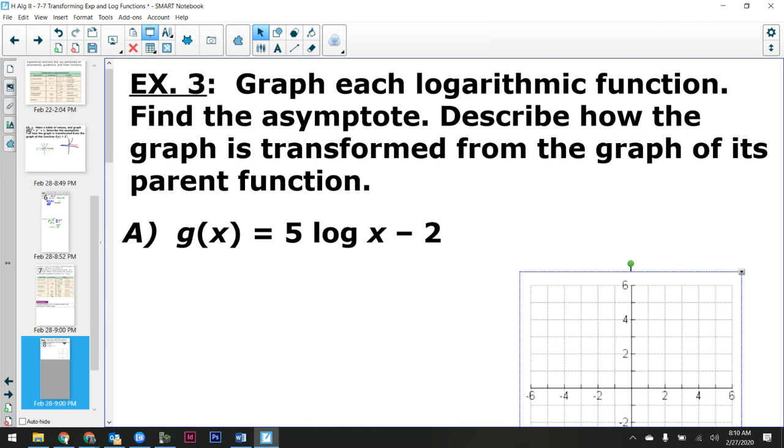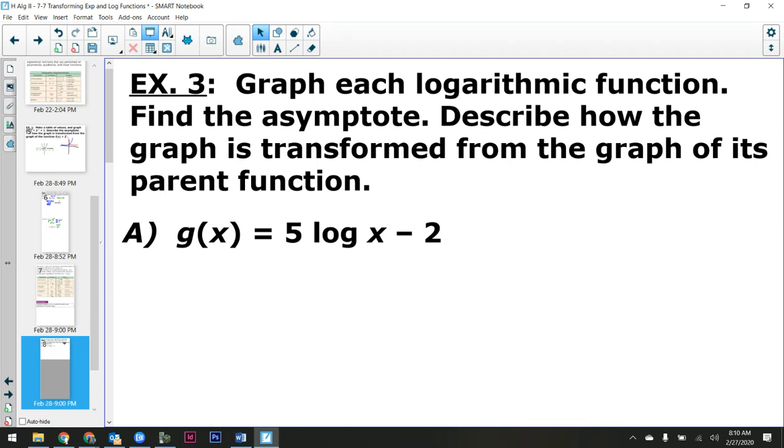Did you just throw your calculator on the floor? Calculator abuse is a problem. It's a real problem.